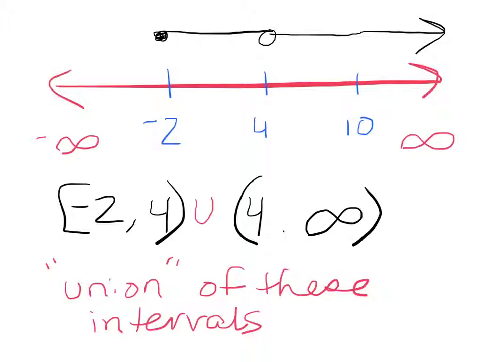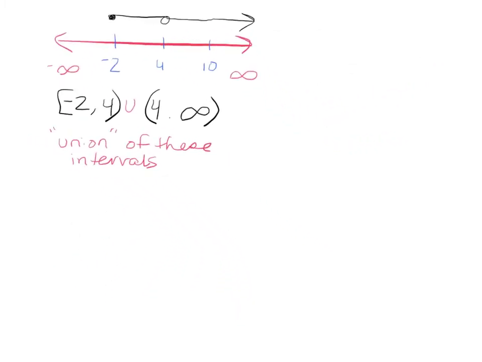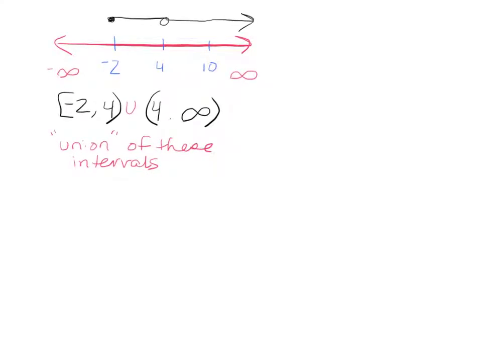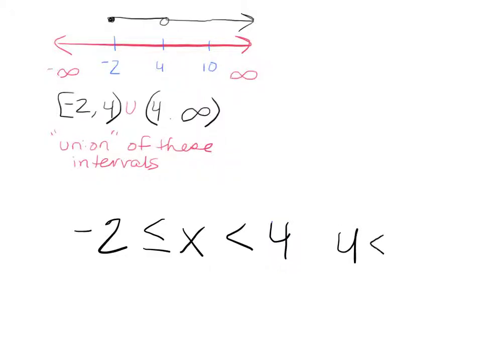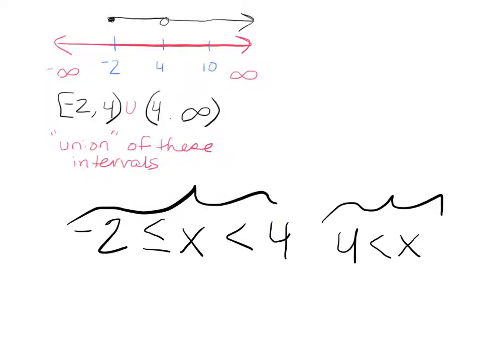If you want to think in terms of an inequality, what we're really looking at is all the numbers such that negative 2 is less than those numbers, and those numbers are less than 4, together with the numbers that are strictly bigger than 4. So we're putting these two together to get this one section of the interval, which really is this part up here from negative 2 to infinity, skipping 4.